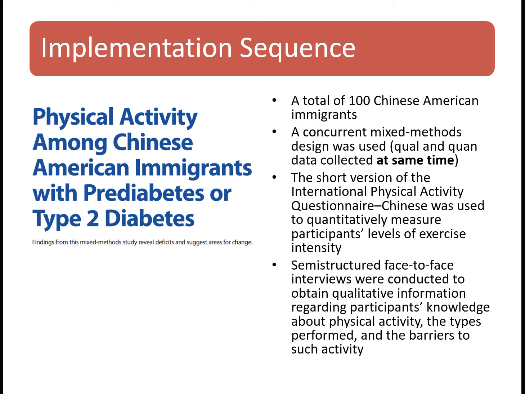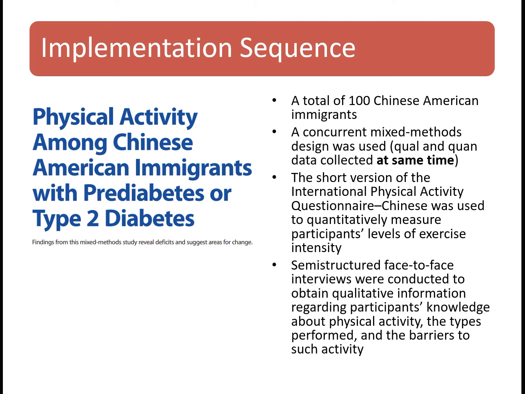An example here is a mixed method study that looked at physical activity among Chinese American immigrants who had a risk of diabetes or had type 2 diabetes. They had 100 individuals in the study, and they used a concurrent mixed methods design, so qualitative and quantitative data are collected at the same time. They used a short version of the IPAQ, Chinese version.